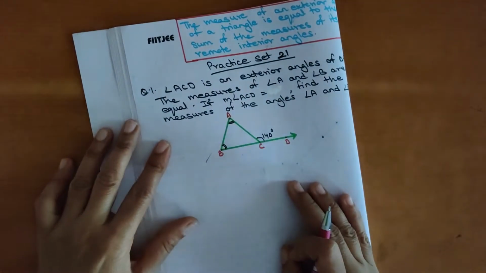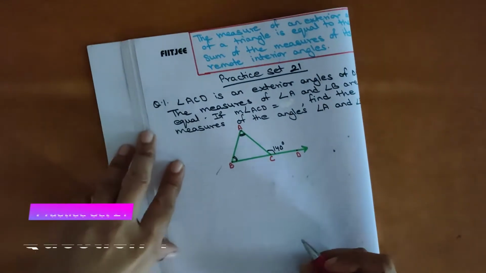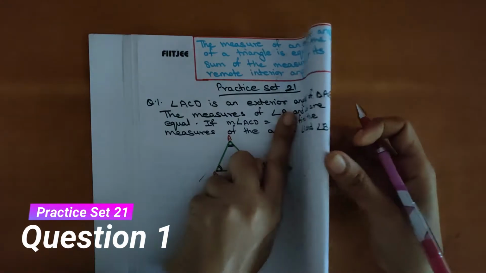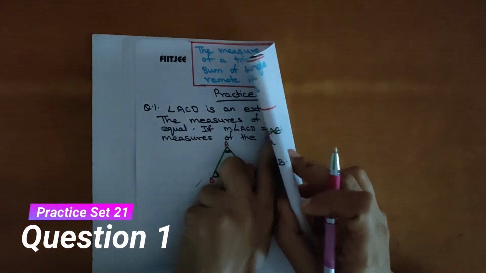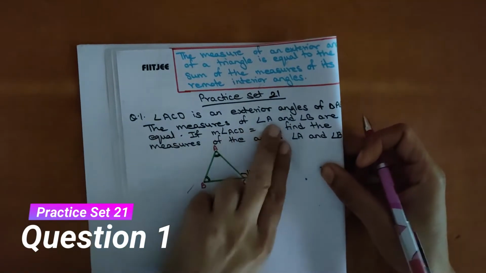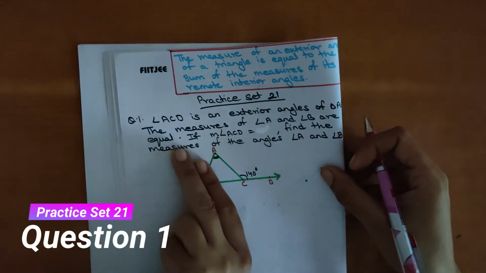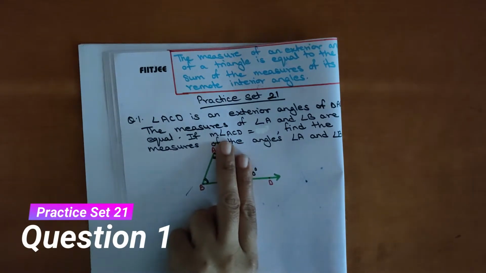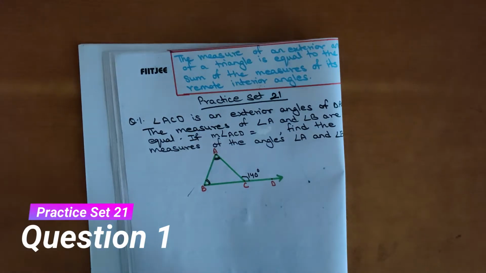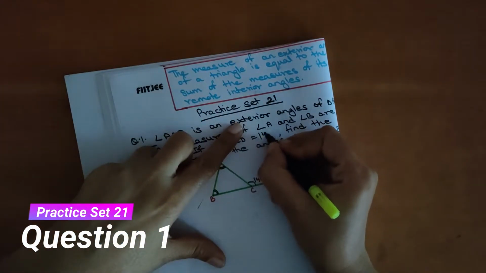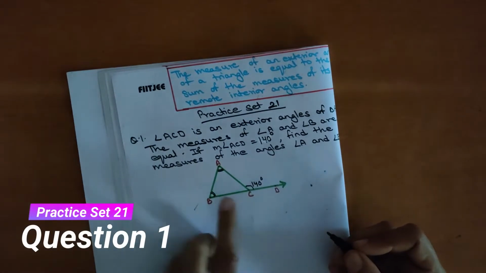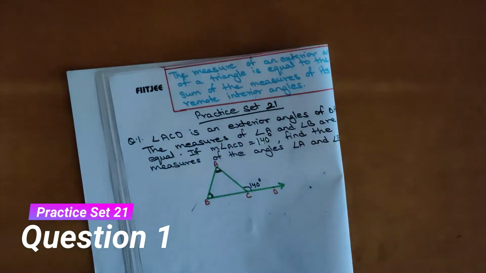Question number 1. It is given that angle ACD is an exterior angle of triangle ABC. The measures of angle A and angle B are equal. If the measure of angle ACD is 140 degrees, find the measures of angle A and angle B. So let us solve.